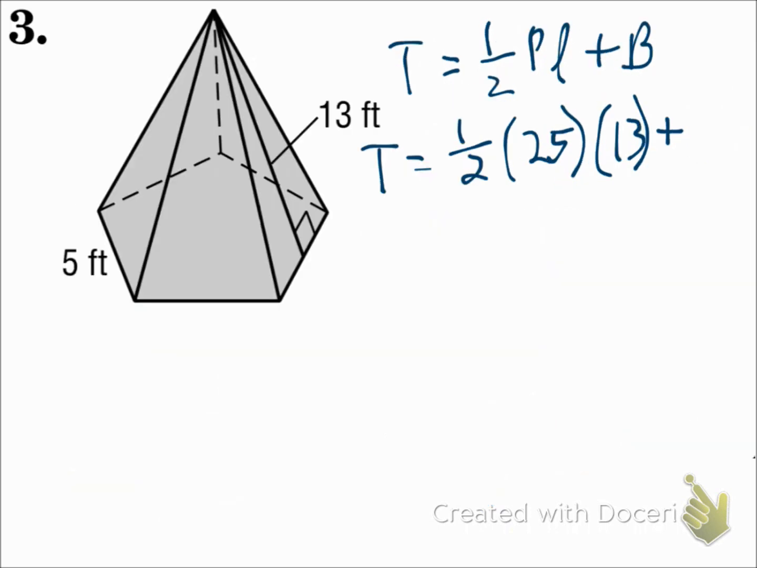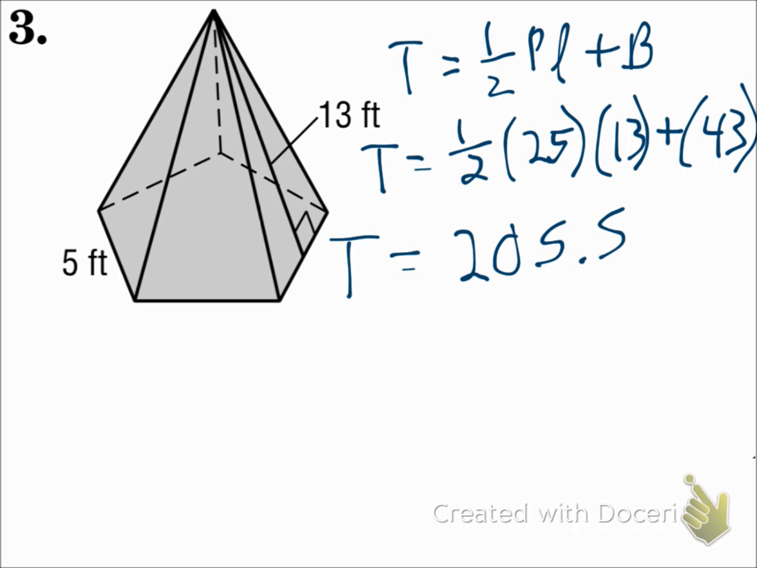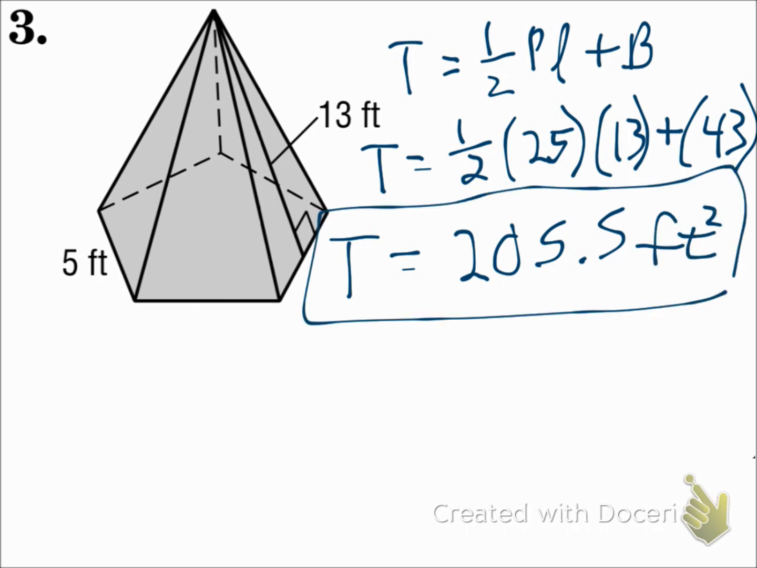So, for big B, we'll substitute in 43. And we get a grand total of 205.5 feet squared. So to find the area of the base, for this pentagon, remember, do the area of a regular polygon, get your apothem chart, and work it out.